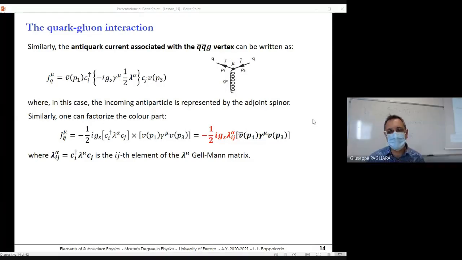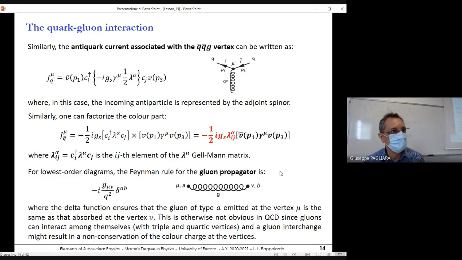Thank you. Okay, let me just repeat very quickly what I was saying. This is the antiquark gluon vertex. The only difference is that you now have to use the antiquark Dirac spinor, the v instead of the u. Since the current flows in this direction by convention, the adjoint spinor must be the one in the initial state, the opposite way around. Otherwise, all the rest is the same. You can again factorize your color part here, and you can write down your current in this way, where lambda alpha ij is the ij matrix element of the lambda alpha gamma matrix. It's just the same.